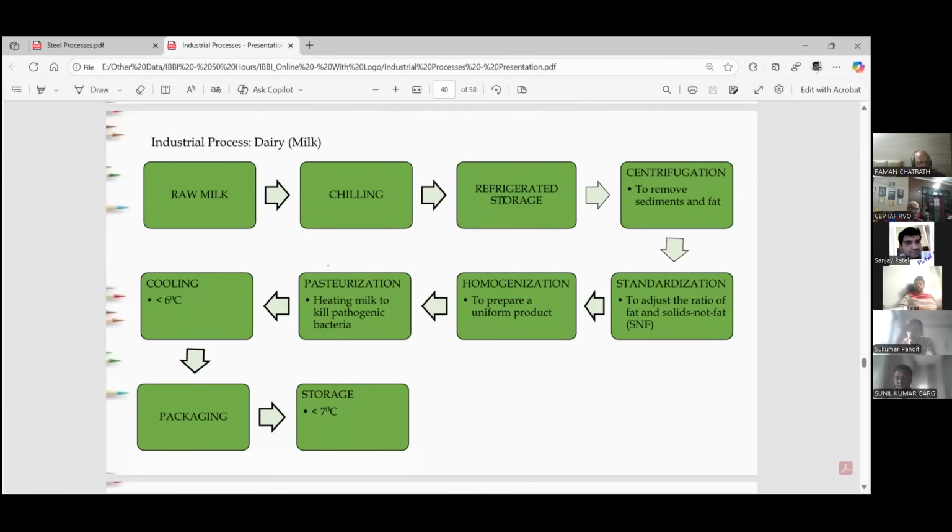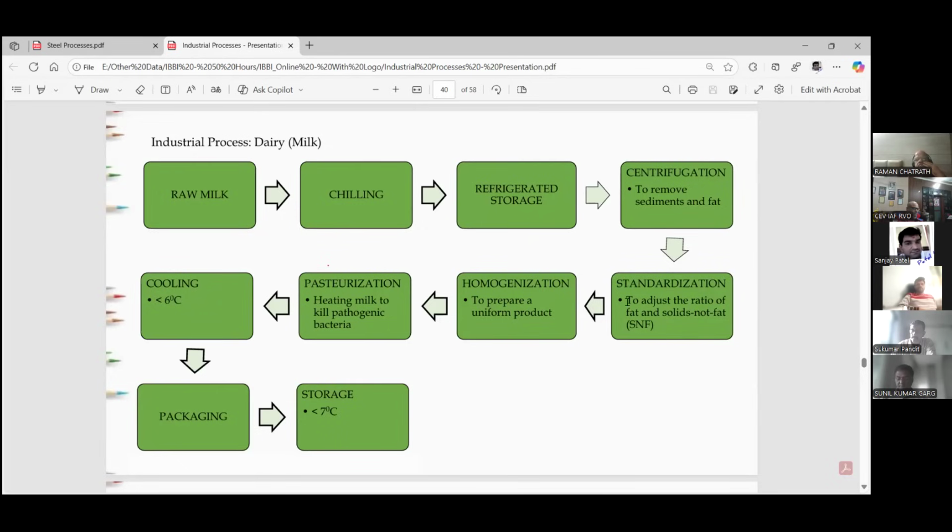From the silos, it goes for the centrifugation process. Here they remove sediment and fat, meaning the fat of the milk is separated out. In the market, we find Amul Taza, Amul Shakti, Amul Gold. What is it? There is only a difference in the fat. So after removing the fat, they make different types of milk using the standardization process.